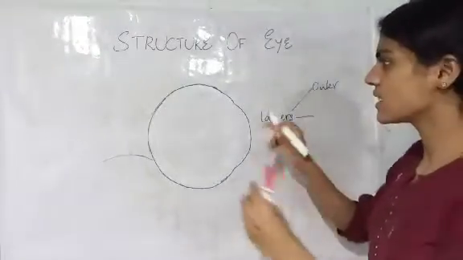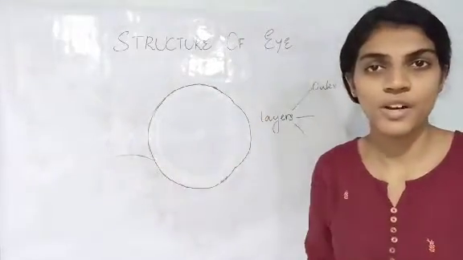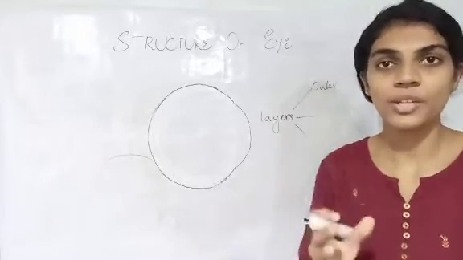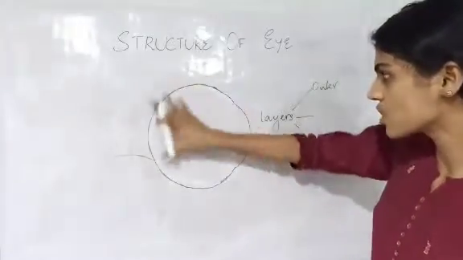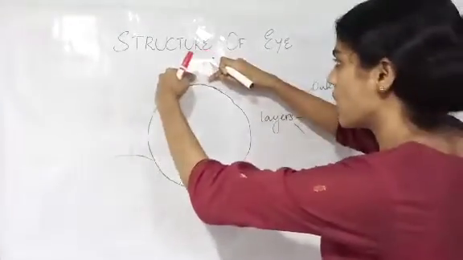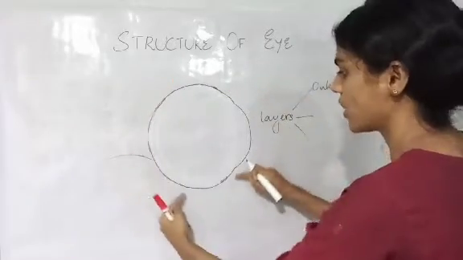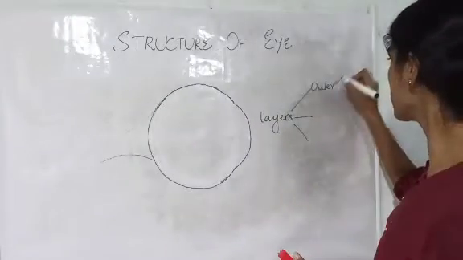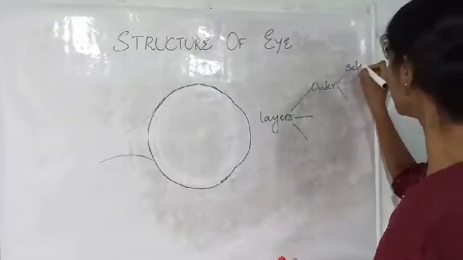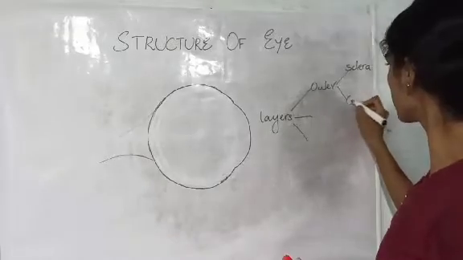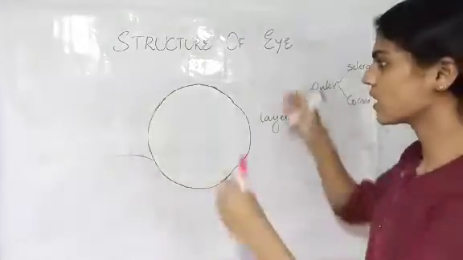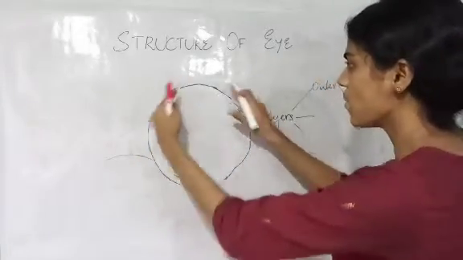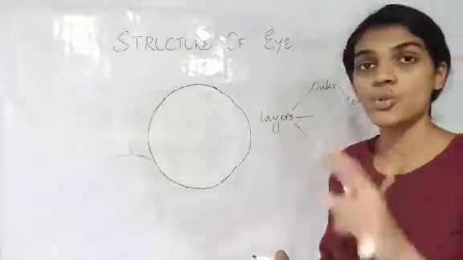Since it is the outer layer, what would be its function? It has the function of protection. It is the outer protective layer. In this cross section, which would be the outer layer? What I have drawn, this is the outer layer. The outer layer has 2 portions. The first one is the sclera and the second one is the cornea. So this is the outer region of the eyeball.